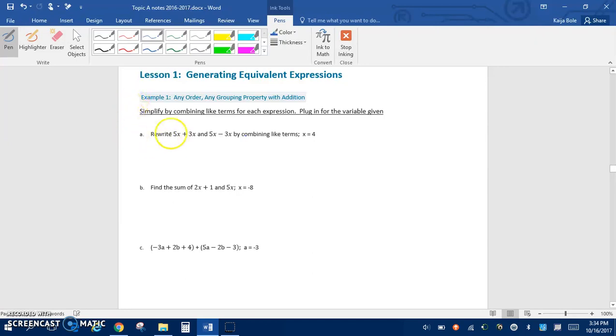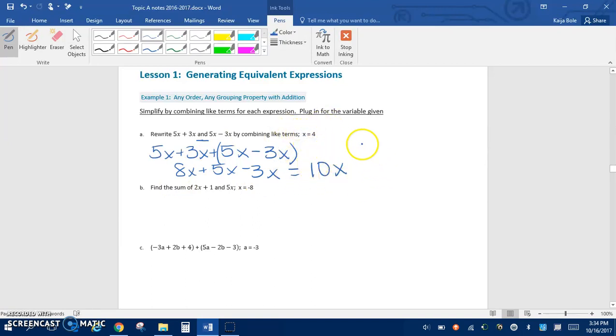So part A says rewrite 5x plus 3x and 5x minus 3x by combining like terms. So remember, the word and means to add. So we have 5x plus 3x plus 5x minus 3x. All right, and I'm going to put that second part in parentheses. So we're going to combine all the like terms. So these are all x's, so we can combine them all. So we have 5 plus 3 gives us 8x plus 5x minus 3x. All right, then 8 plus 5 gives us 13. Minus another 3 would give us just 10x.